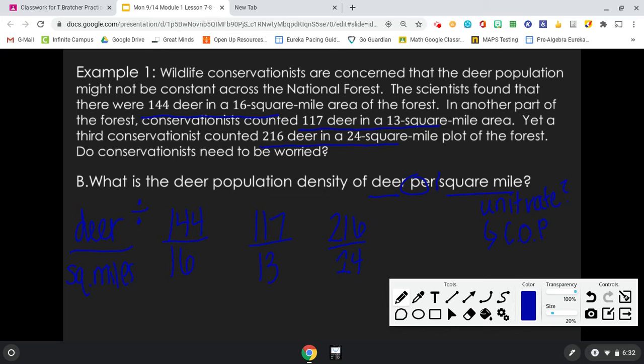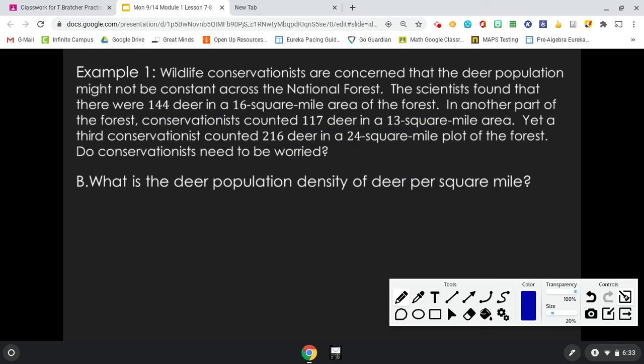So again, if you want to pause the video really quick to do that on your calculator at home, that's fine. Okay, if you don't, remember, we are looking to make sure that all of these are the same. And you should have gotten 9 for every single one of these. So it says, what is the deer population density of deer per 1 square mile? It would be 9 deer for every square mile. And if you want to put 1, you can. Hopefully you know what that's talking about because it's a unit rate.